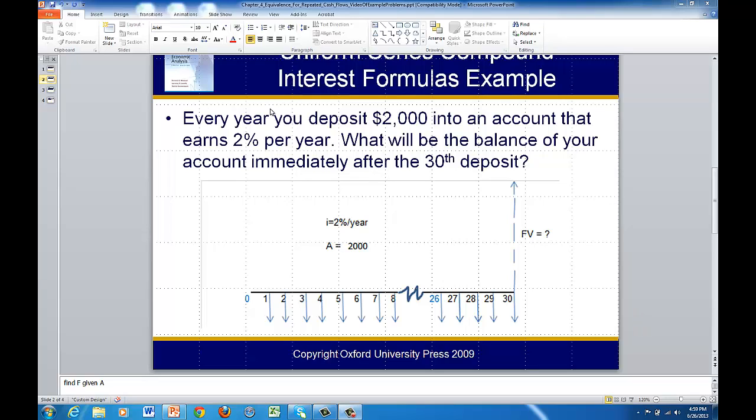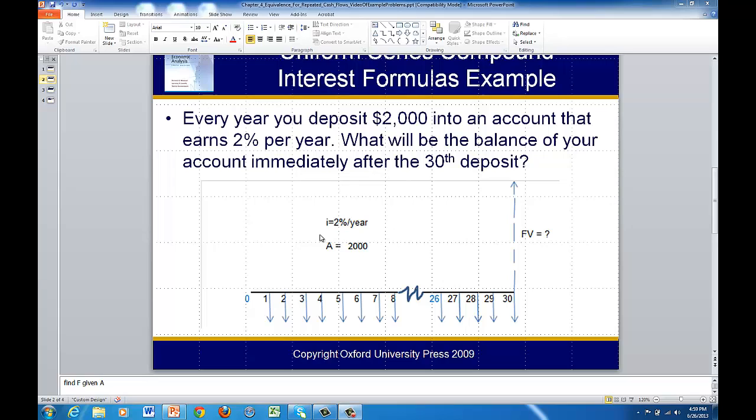So we have a situation here. Again, we're showing our cash flow diagram because we always want to have a cash flow diagram. And now we know what our annuity is, what our annual payment is. It's $2,000 at the end of every year. So you can see it's an even uniform annual payment over 30 periods. In this case, it's 30 years. Every year we deposit $2,000.